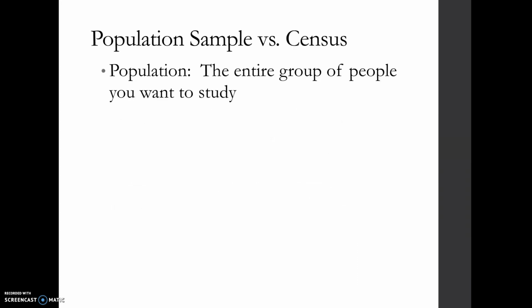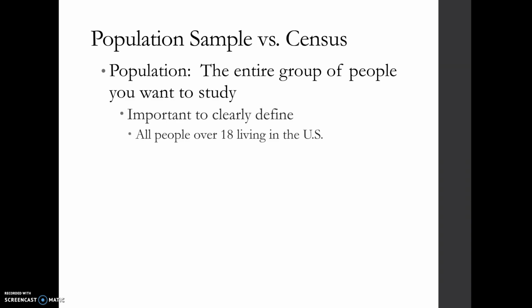And there is a difference between population, sample, and census. Population is the entire group of people you want to study. If you care about SFA students, then all the students form the population that you're interested in. If you are interested in all the adults in the US, then everyone living in the US who is older than 18 years old is your population. It's important to clearly define your population because it's not necessarily self-evident. You have to say why this is the population you want to study.